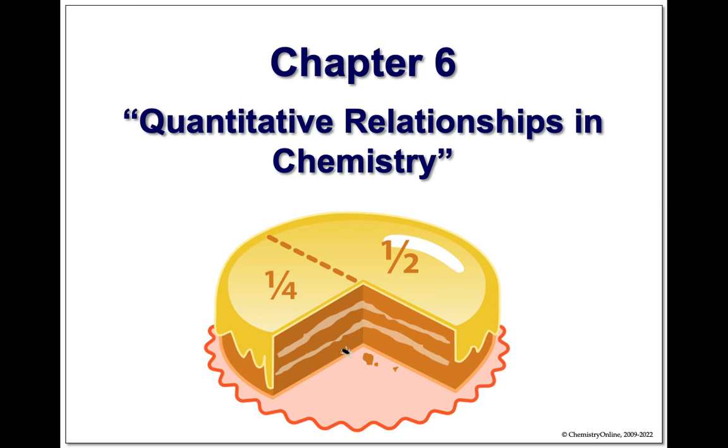All right, today we're going to do Chapter 6, Quantitative Relationships. What we're going to do in this chapter is take the concept of stoichiometry that we talked about in Chapter 5, and we're going to apply it to calculate theoretical yields, percent yields, stuff like that.